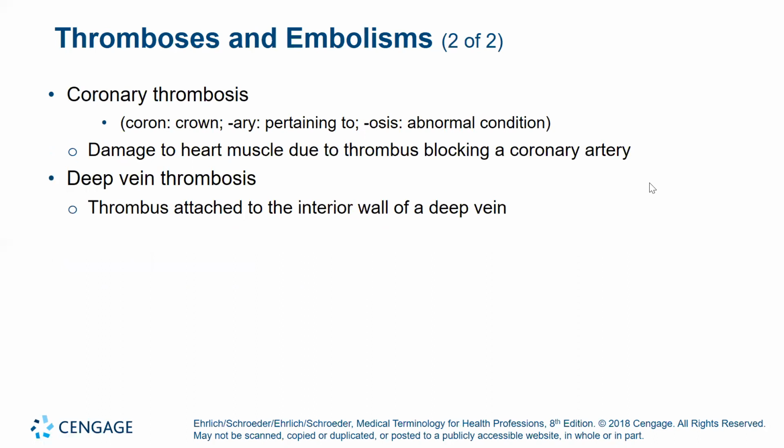We have coronary thrombosis. It's the damage to heart muscle due to a thrombus blocking a coronary artery. Then we have the deep vein thrombosis. This is where the thrombus is attached to the interior wall of a deep vein.